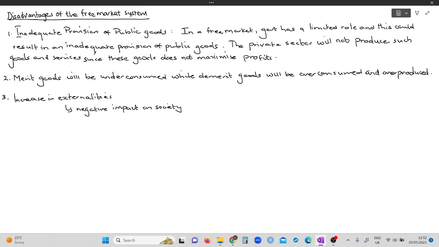Okay, so in the market economy, let me put the explanation here. In the market economy, firms' activities can give rise to many harmful effects.